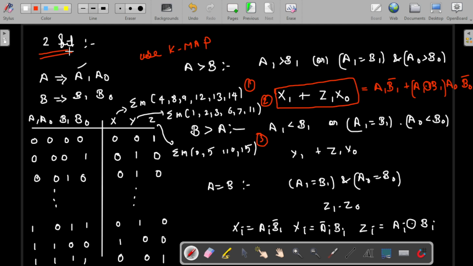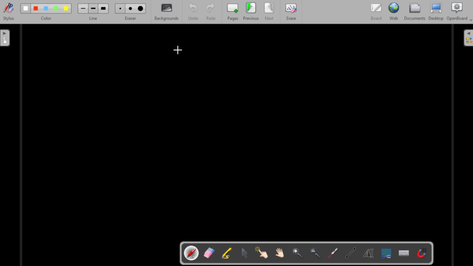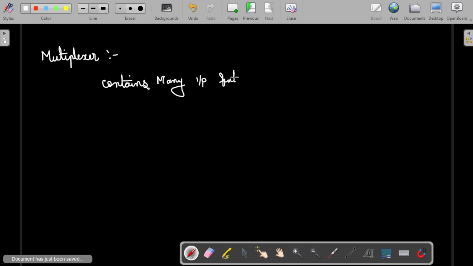Now we can skip to the next topic, which is a very important topic in our discussion: the multiplexer. A multiplexer is a device, a combinational circuit only, which contains many inputs but only one output. So this is the thing.